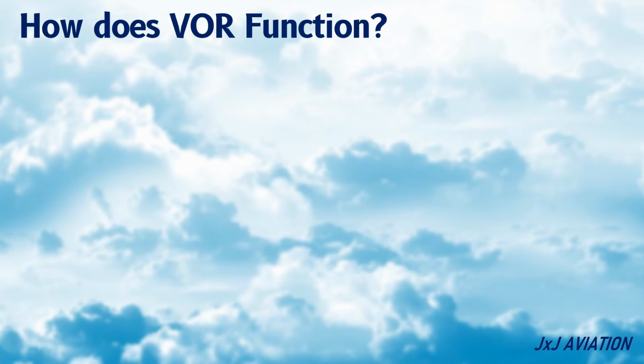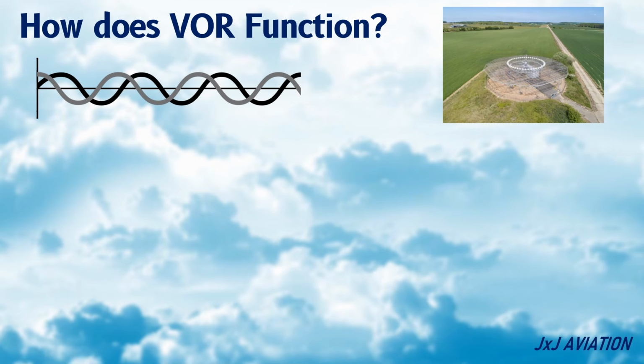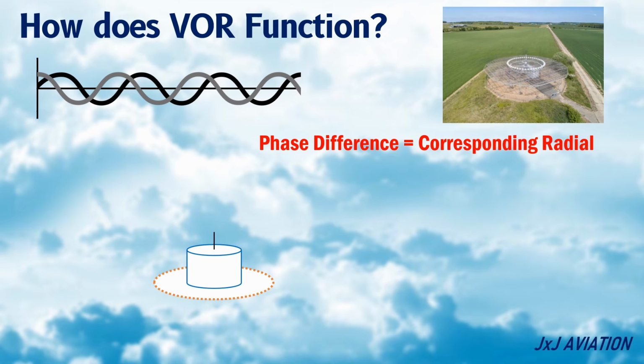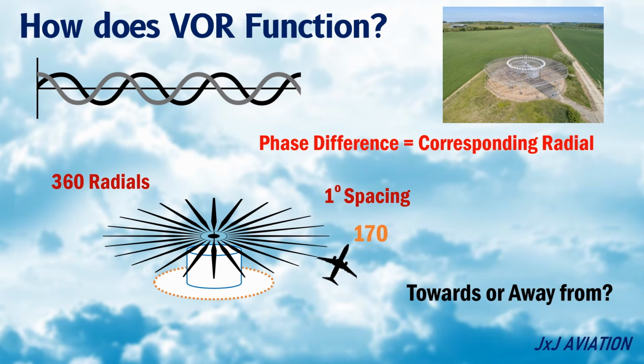So the phase difference between the reference signal and the directional signal will be the same as the corresponding radial. The VOR transmits 360 radials, each at a spacing of 1 degree, so the phase difference will also vary accordingly. But if we consider an aircraft at a particular radial, let's say 170, how will the aircraft know whether it is flying towards or away from that VOR?